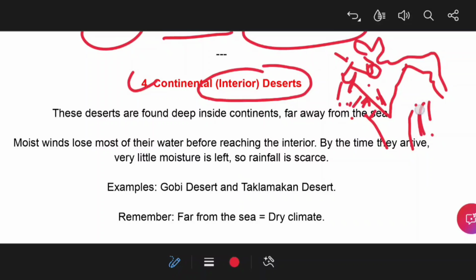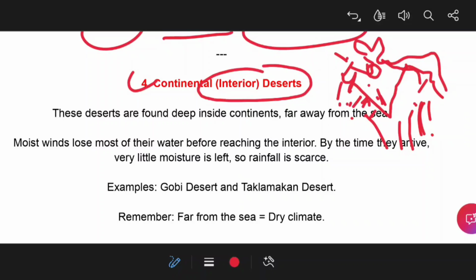Same is true for the Bay of Bengal branch. They will strike Myanmar, Bangladesh, Northeast India, and they will move on. As you all know, if you have read about the Indian monsoon, when rain bearing clouds move from the east to west, or from the south to north, their moisture carrying capacity will go down, and their precipitation ability will also go down. So these are the reasons why continental or interior deserts are formed.